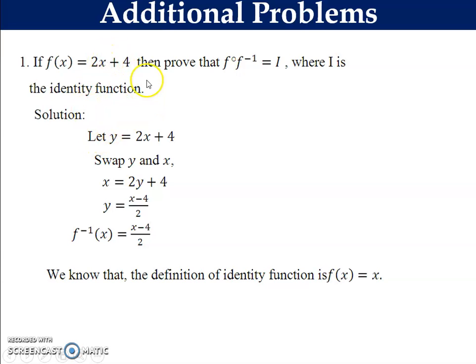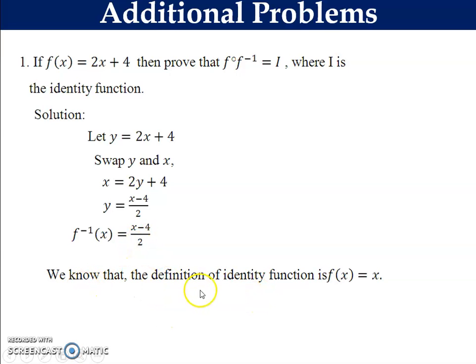So how to find the inverse? Since we want to prove f composite f inverse, we want f inverse, which is the inverse of f. How to find the inverse of f? We already saw in the previous video. Swapping, y equals 2x plus 4. Here I replace y as x and x as y, and here I want to calculate y. That is my inverse of the given function. So y is equal to x minus 4 divided by 2, which is nothing but f inverse of x is equal to x minus 4 by 2.